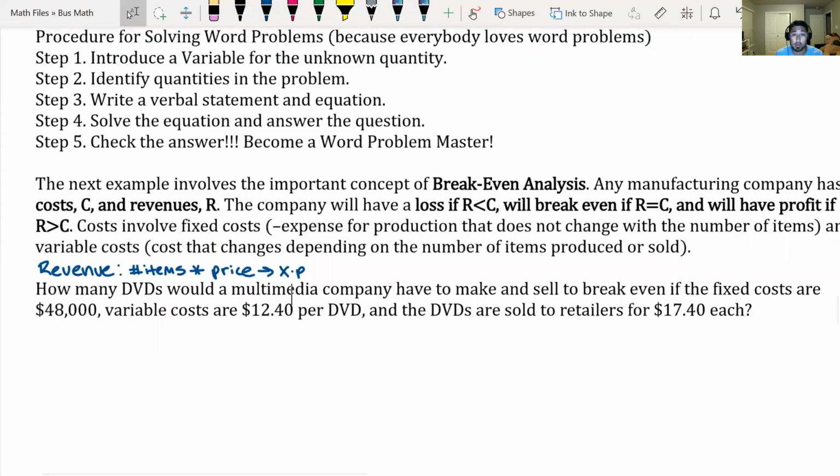Okay, so our goal is to find out how many DVDs we need to make. Nobody even sells DVDs anymore, do they? Oh well. All right, outdated, right?